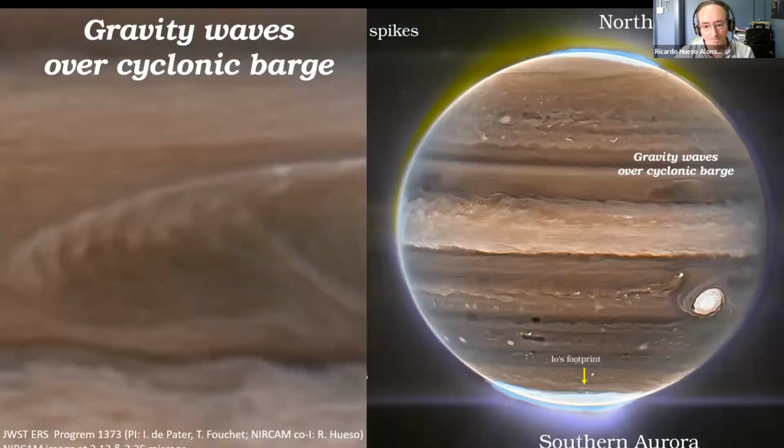And of course, if you observe a complex planet with a new telescope like the James Webb, you are going to observe new things. On the right, you see the first science observations of Jupiter from an early release science program led by Imke de Pater at Berkeley University and Thierry Fouchet at the Observatoire de Paris in France.